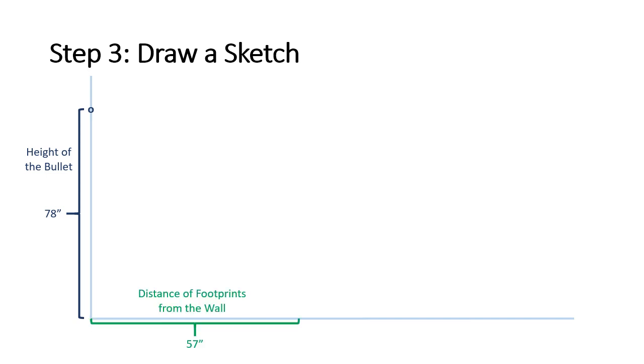Next, we're going to mark the distance that we found those footprints. Those bloody footprints were 57 inches from the wall. And we're assuming those bloody footprints belong to our shooter.